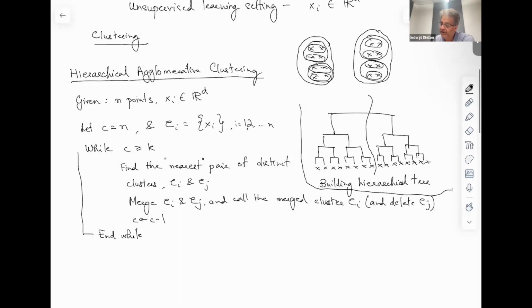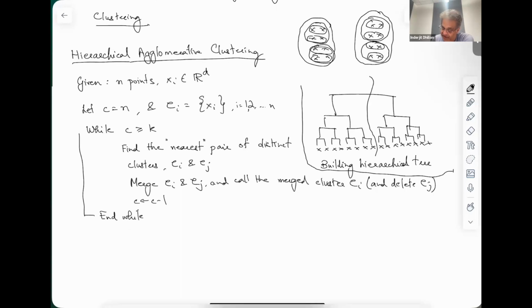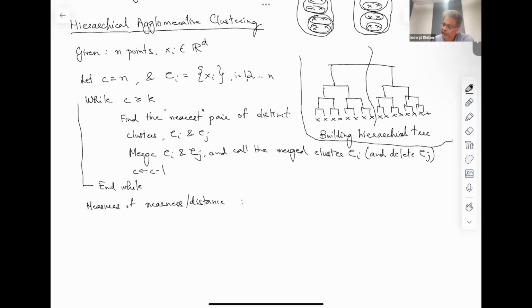Okay, so it turns out that's not an easy question, and you can actually have multiple measures of nearness or distance. Okay, so one is you take your clusters. Remember that each cluster is a set of points. So let's call the set of points in one cluster Ci by x, and the set of points in the other cluster Cj with x prime.